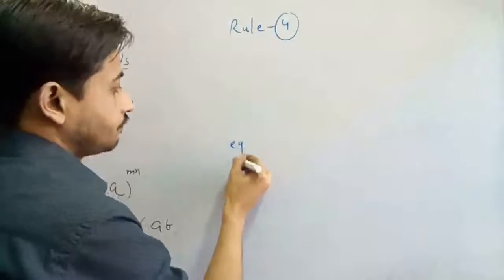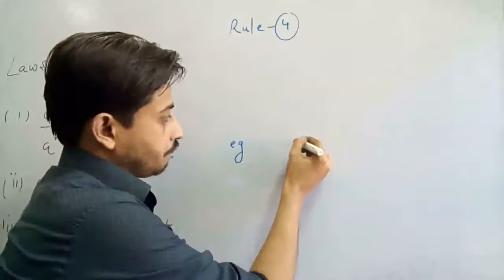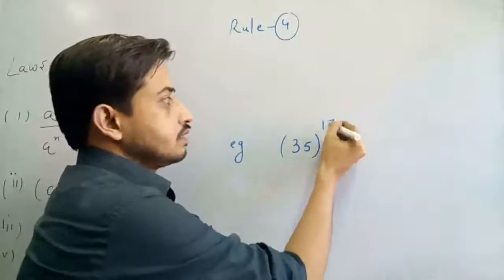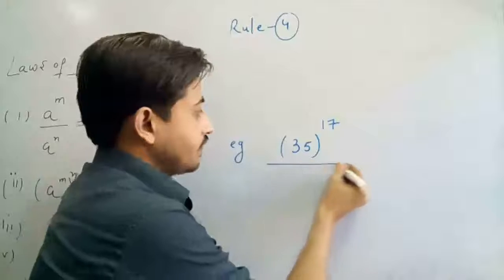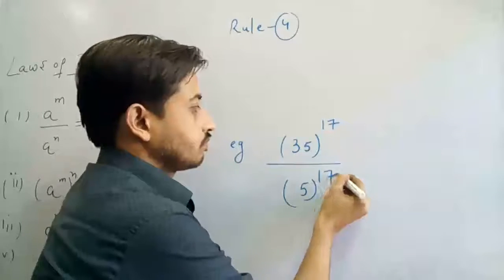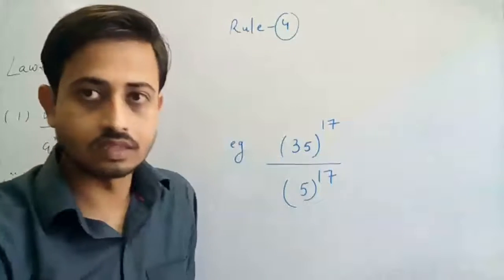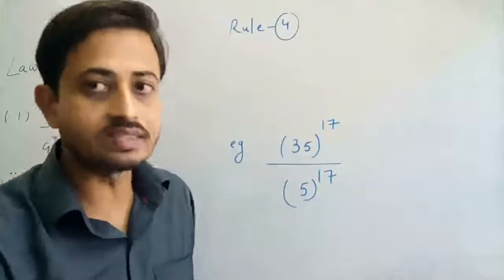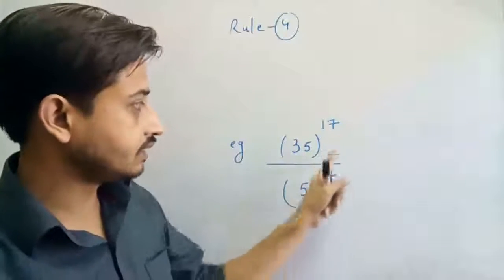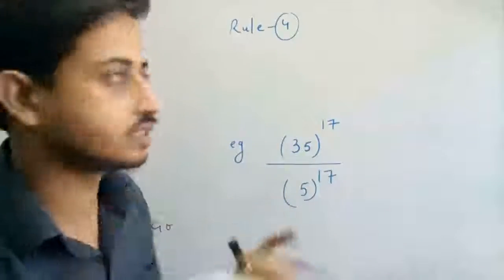For example, I am taking an example: 35 raised to the power 17 divided by 5 raised to the power 17, and you have to simplify this. How do you simplify it? It's very easy. Now what's the rule? Look at this. In this, the exponent is different and the power is same during division.